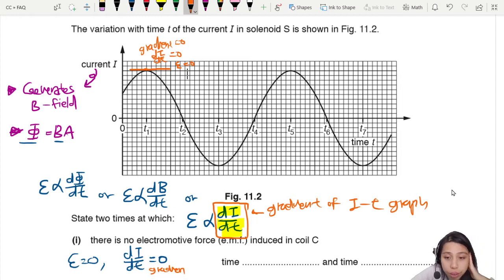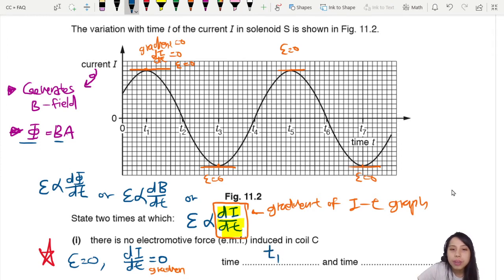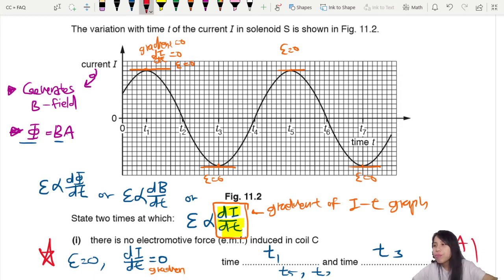Where else is gradient 0? Down here, there's one more. Up here, there's one more. Down here, there's one more. All these are places with 0 EMF. The main idea is make sure you know how to think through Faraday's law in terms of graphs. So I can pick 2 points, any one I want, as long as it's like T1 or T3 or T5 or T7. Let's write down T5, T7, all also okay. So there's just one mark for you to know how to interpret this graph. Moving on.